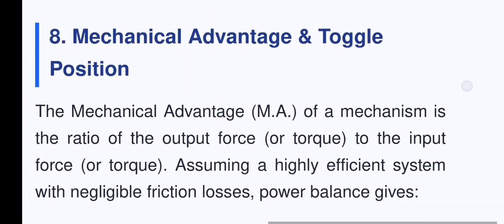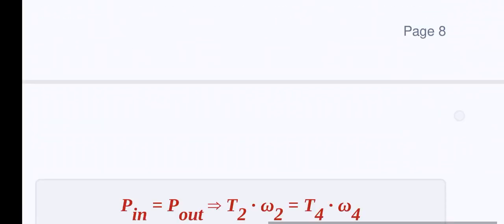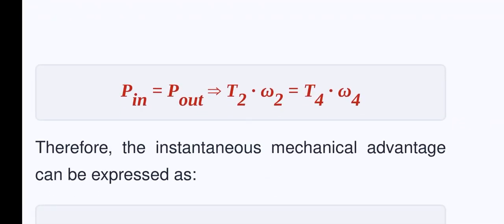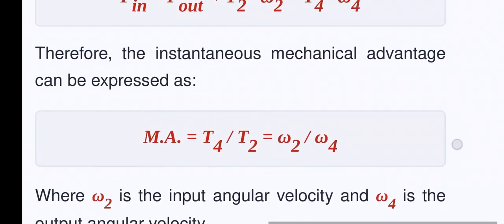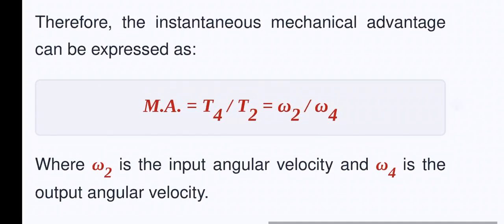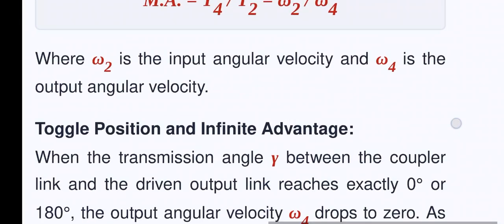Mechanical advantage and toggle position. The mechanical advantage of a mechanism is the ratio of the output force to the input force. Assuming a highly efficient system with negligible friction losses, power balance gives P input = P output, T2 omega 2 = T4 omega 4. Therefore, the instantaneous mechanical advantage can be expressed as MA = T4 / T2 = omega 2 / omega 4, where omega 2 is the input angular velocity and omega 4 is the output angular velocity.